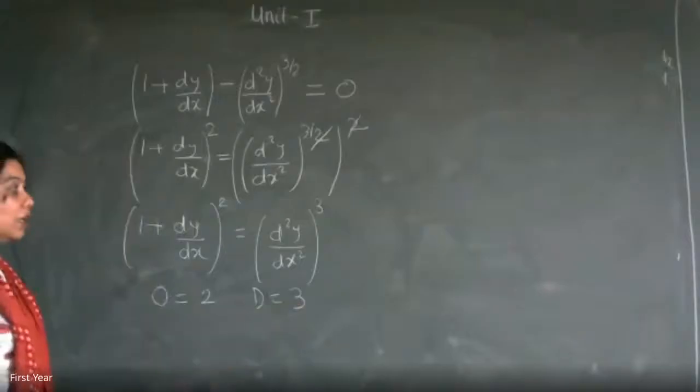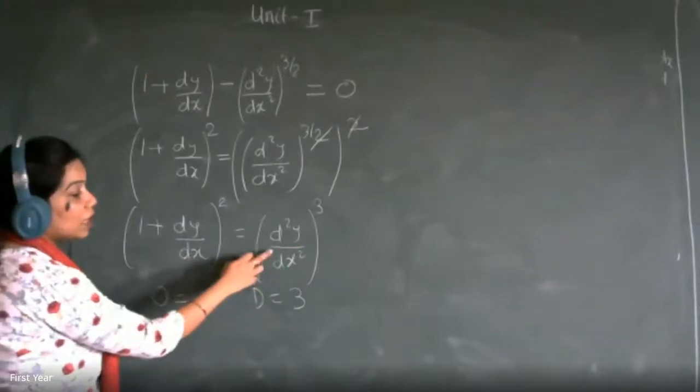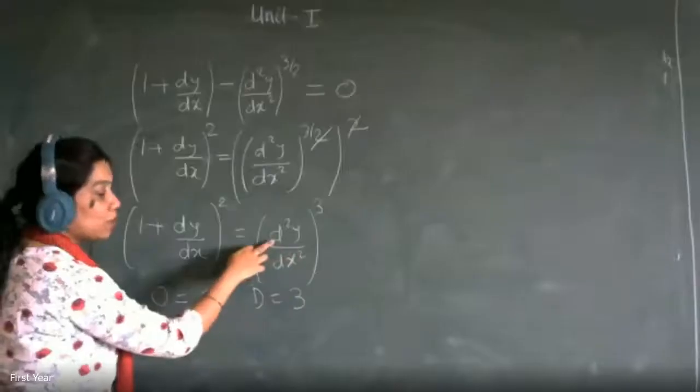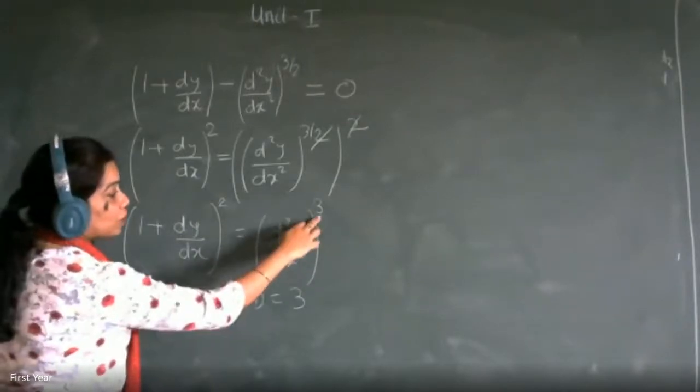Order is 2 and degree is 3. Everyone, very easy, because who is the highest order derivative? How many times has it been differentiated the most? 2 times, d2y by dx square. So order is 2, and what is the power of d2y by dx square, the highest power? 3. So degree is 3. Is it okay?